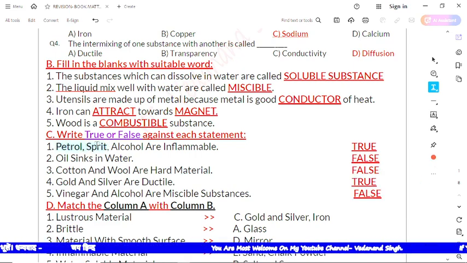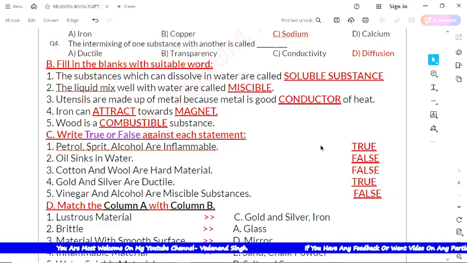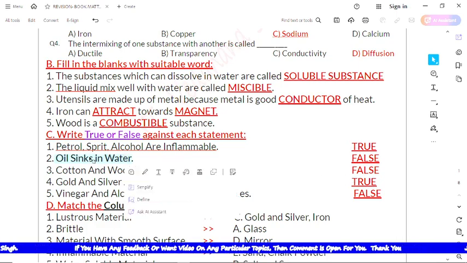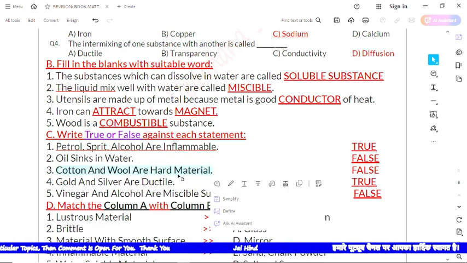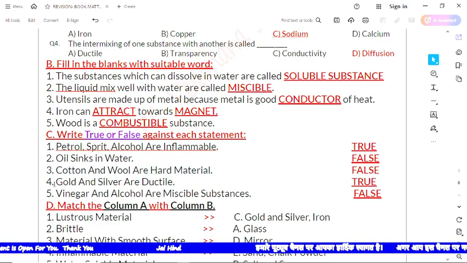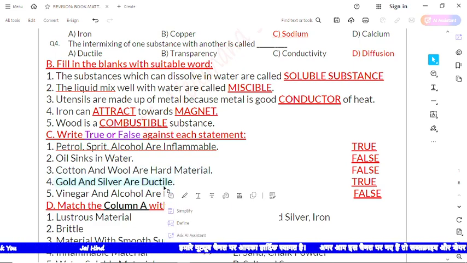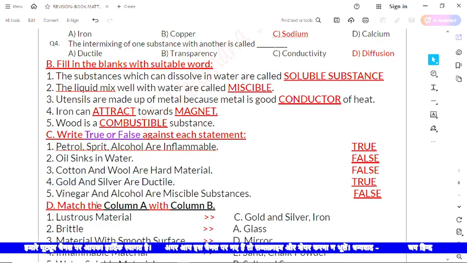First question: petrol, spirit, alcohol are inflammable. True is the correct answer for this question. Now the next: oil sinks in water. That is false. The next question: cotton and wool are hard materials. That is false. This is not a hard material. Now the next question: gold and silver are ductile. This is true.